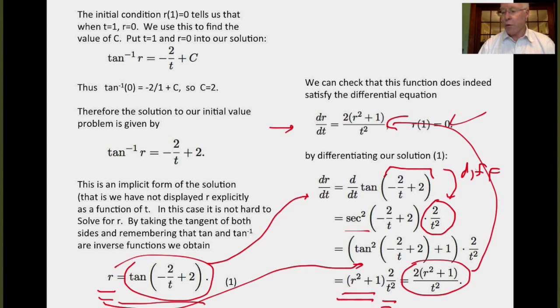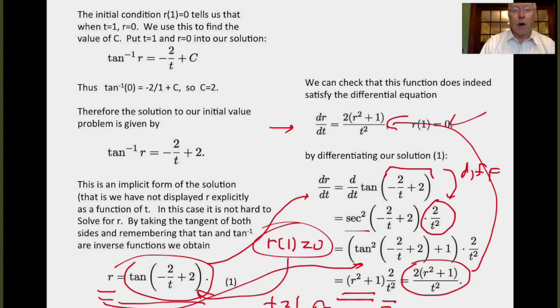The other part, of course, would be to plug in t equals 1. So we want to make sure the initial condition r of 1 equals 0 is satisfied. And it's easy to see if you plug in t equals 1 here, you do get r equals 0. So because the derivative works out right, and this r satisfies the initial condition, this r is a solution. In fact, it's the only solution to the differential equation.